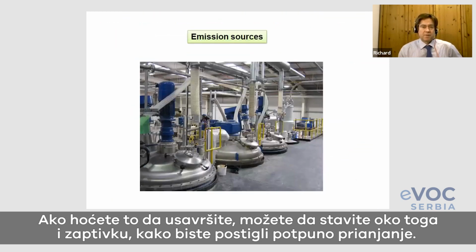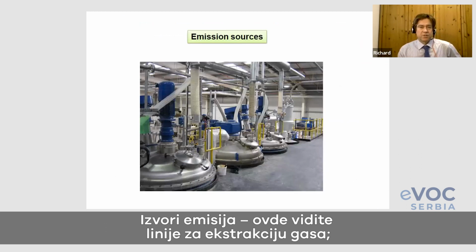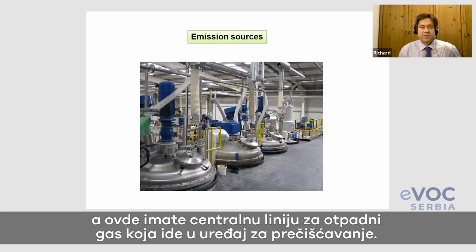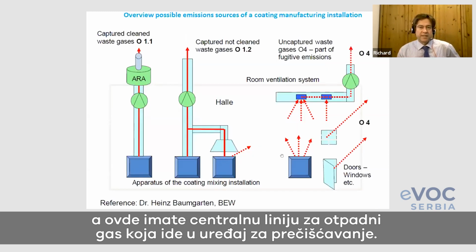Yeah. So now the emission sources. What you see already here are extraction lines. That means when you feed something in, you can extract the displaced waste gases, and here you have a central waste gas line where you can take it to, for example, a waste gas abatement.